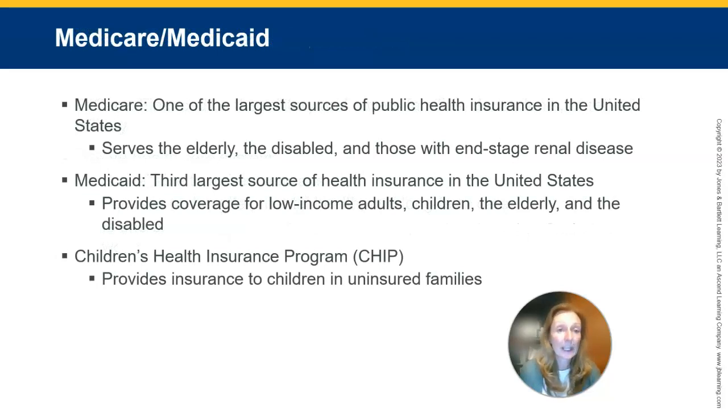Then you have Medicare and Medicaid. So Medicare is one of the largest sources of public health insurance in the United States. Serves the elderly, disabled, and those with end-stage renal disease. Medicaid, on the other hand, is the third largest source of health insurance in the United States, which provides coverage for low-income adults, children, elderly, and disabled. And then children's health insurance is the CHIP program, which provides insurance to children in uninsured families.